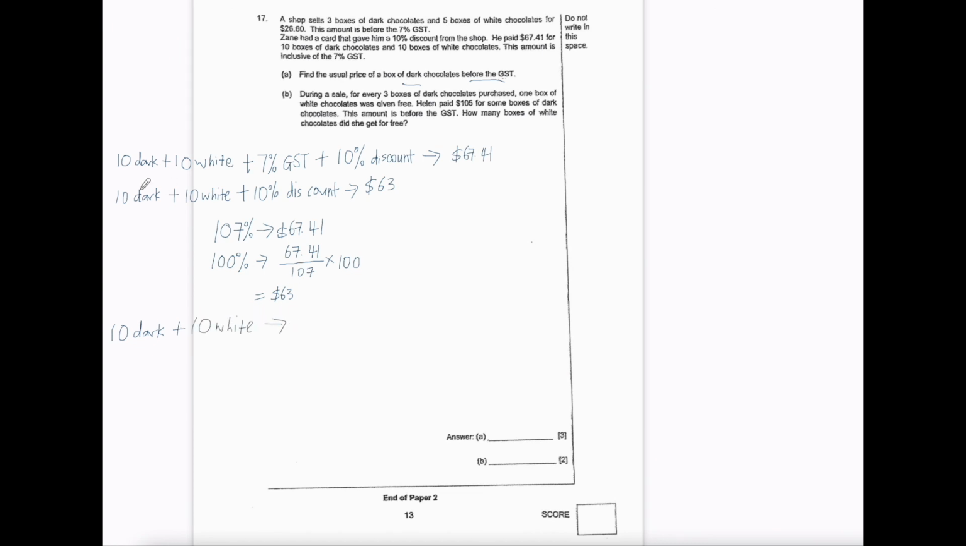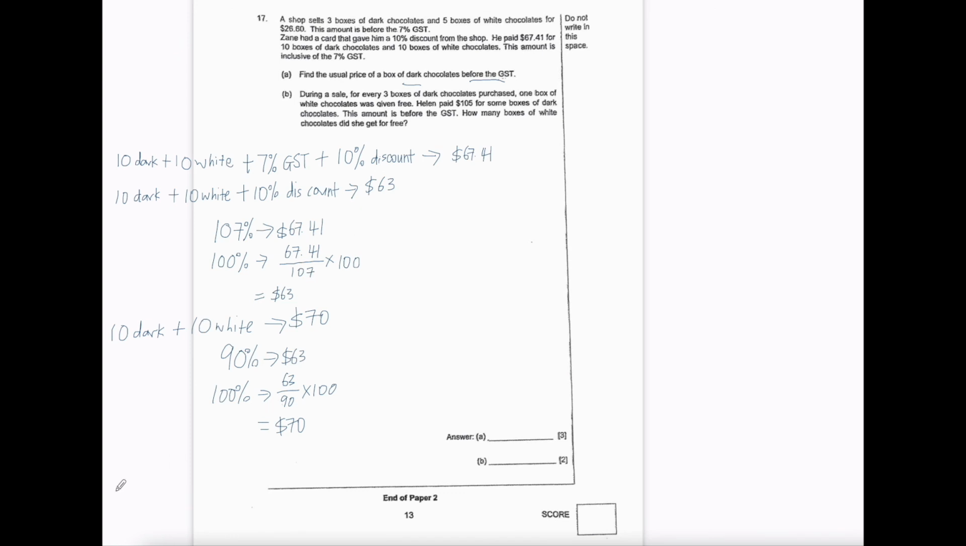So if 10 dark chocolates and 10 white chocolates after discount is $63, and the discount is 10%, that means we are paying for 90%. 90% is $63. We need to find out what's 100%. Just take 63 divided by 90 times 100. My answer will be $70. So now we are done with finding the price before GST. This is before GST and this is the original price, also before discount, which is the usual price.